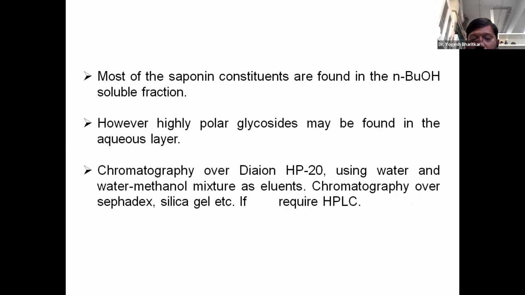And in this case, mainly Diaion HP20 and Sephadex LH20. This is the Sephadex material we use for natural product isolation. Other Sephadex grades, like the G series, are not useful for the isolation of natural products. Mainly Sephadex LH20 we use for the isolation of saponins or polar compounds in natural products.